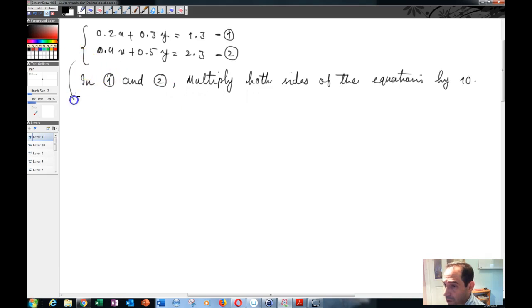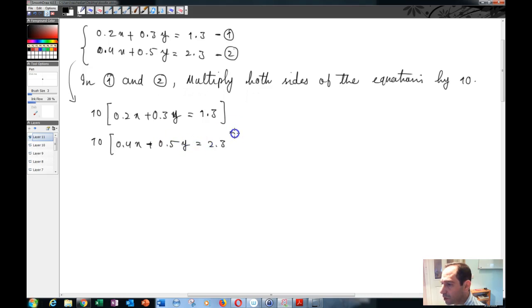So then what you will have is that basically 10 times 0.2x plus 0.3y is equal to 1.3, and also 10 times 0.4x plus 0.5y is equal to 2.3, and then that's equal to 2x plus 3y is equal to 13, and that's equal to 4x plus 5y is equal to 23. Okay, now you can work a little bit more easily on these equations.